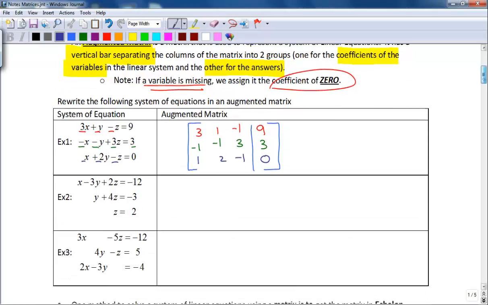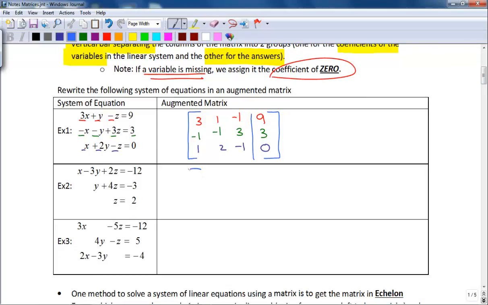Let's do it again for example 2. We start off with those brackets, and then the vertical bar is going to go closer to the right bracket. Let's put this linear equation in. We have 1, negative 3, 2, and then the answer, negative 12. Let's do this second equation. Well, we don't have an x here, so I have to write a 0 for my x term. Y's coefficient is 1, z's coefficient is 4, and then the answer, negative 3.